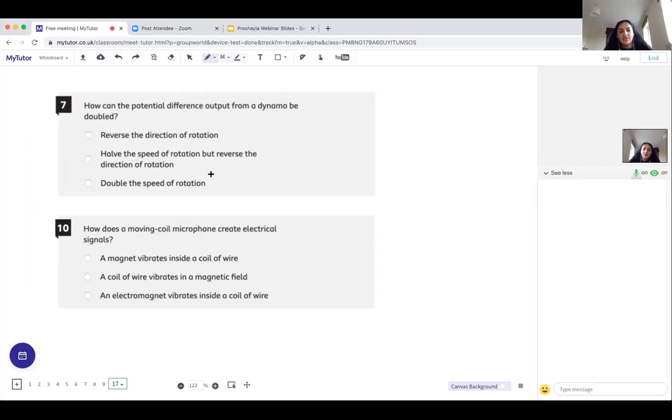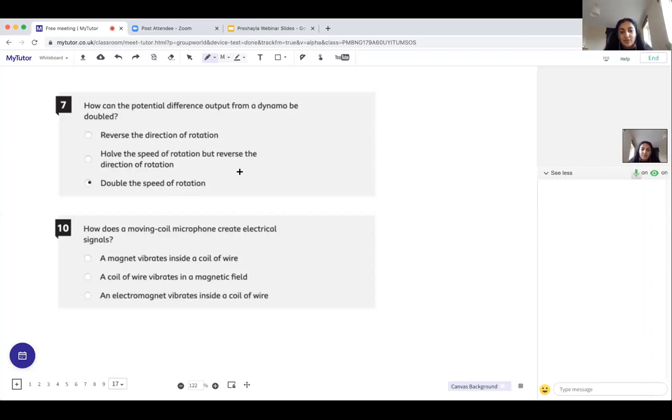Okay, how can the potential difference output from a dynamo be doubled? A dynamo is just a fancier word for the DC motor, the second motor that we looked at. How can we double the potential difference? It's the same thing again. If you double the speed of the rotation, you double the potential difference. So that really is the only rule that we have. The direction has no effect on increasing the voltage.